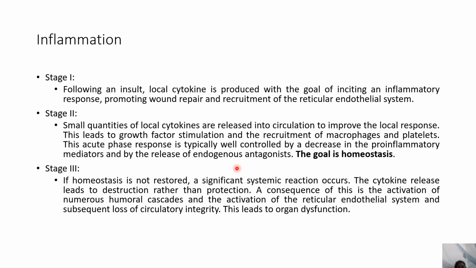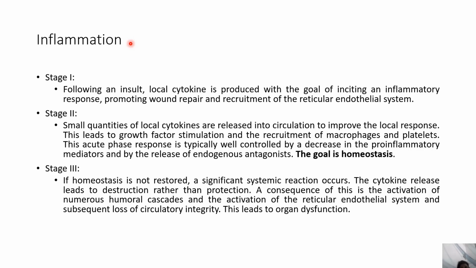Now we were talking about cytokines which are pro-inflammatory and anti-inflammatory. In case of inflammation, stage 1 is following an insulted injury. Local cytokine is produced with the goal of inciting an inflammatory response, promoting wound repair and recruitment of the reticuloendothelial system. Stage 2 is small quantities of local cytokines are released into circulation to improve the local response, and this leads to growth factor stimulation and the recruitment of macrophages and platelets.